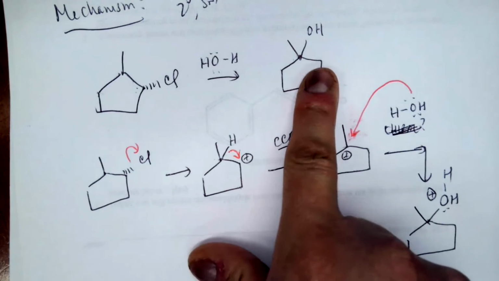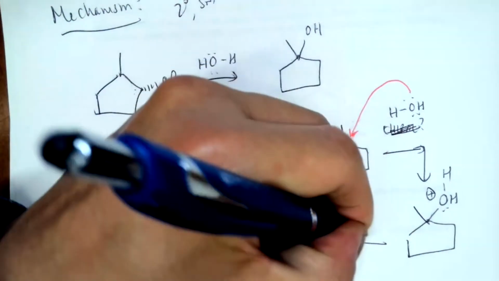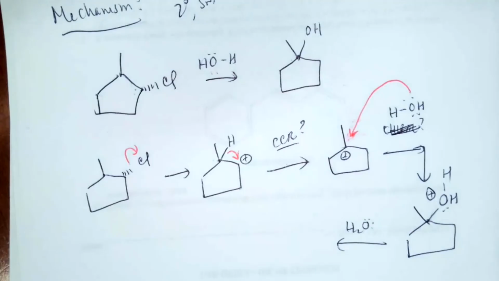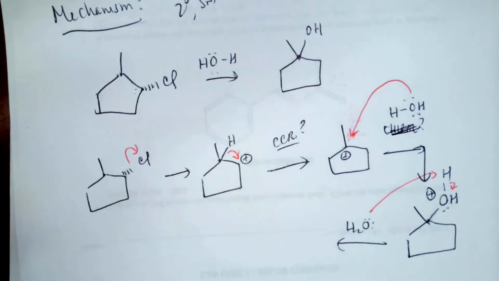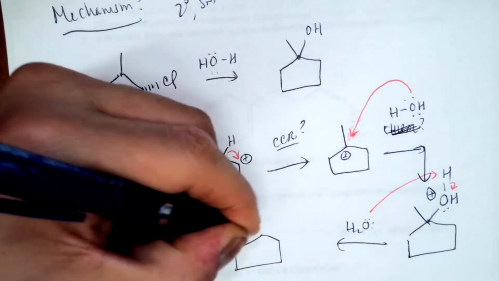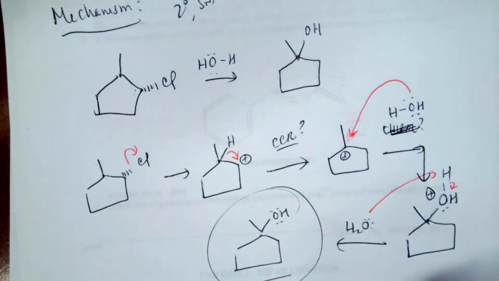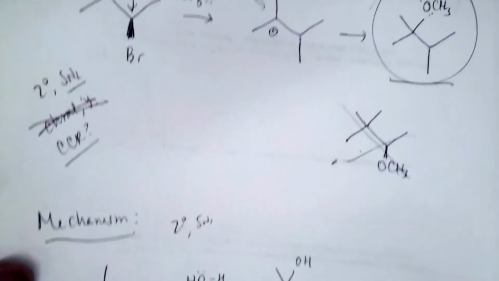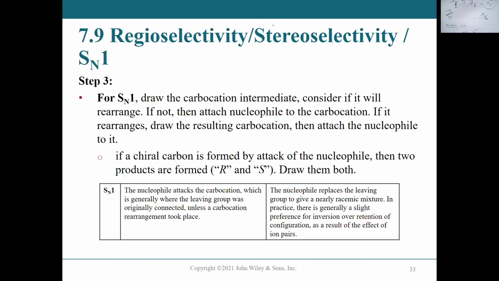My product is close, but not quite, right? So I still need to remove that. So I'll bring another water molecule, and the other water molecule will attack the hydrogen, leaving the OH. That's my product. Okay. So that will be the end of the mechanism for this SN1 reaction. Good. Let's continue. We're almost done, I promise.